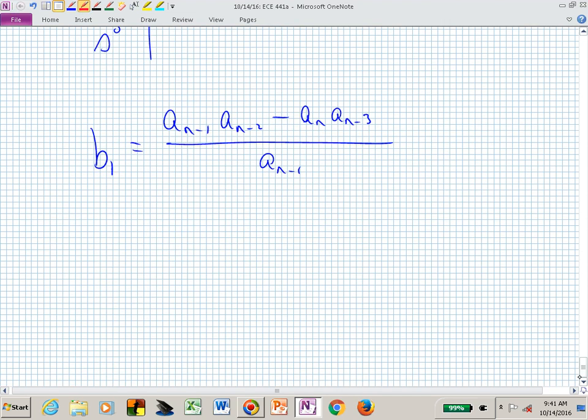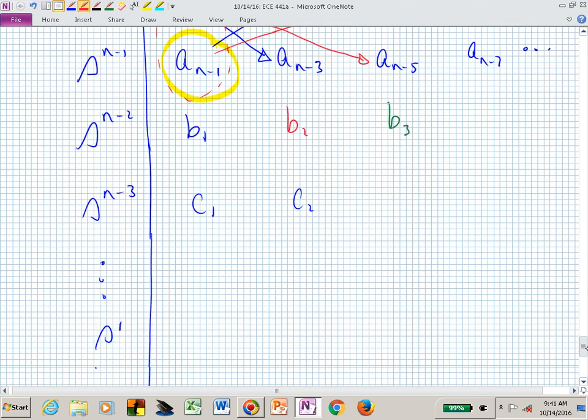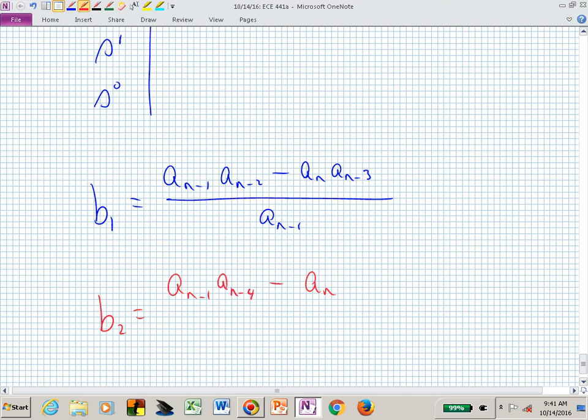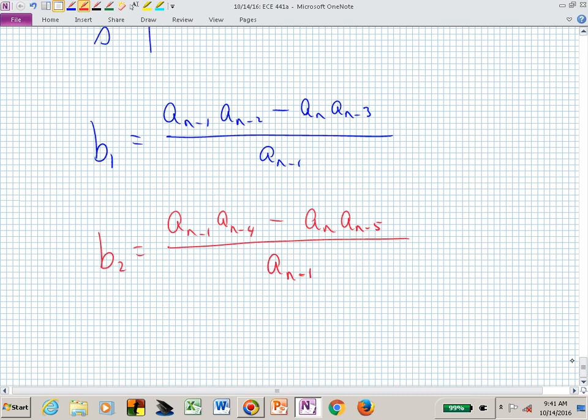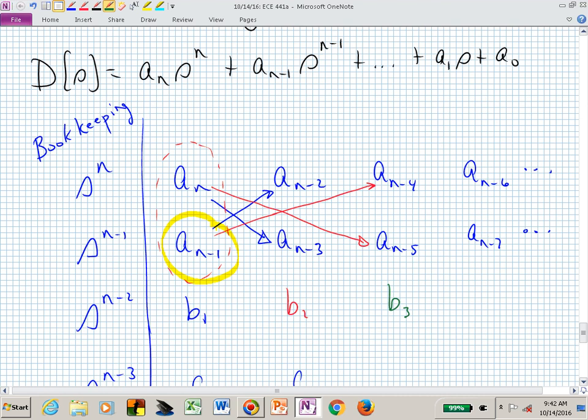So let me say that B sub 2 still plays with the leftmost column of the two rows above it, A sub n minus 1 and A sub n, but now it goes one column to its right, which in this case was A sub n minus 4 minus A sub n times A sub n minus 5, again divided by A sub n minus 1. Do you get the pattern? If I need B sub 3, if I haven't run out of columns to my right, I just keep building B's. So B sub 3 is still going to be there, but now it goes one column to its right, and then A sub n with A sub n minus 7, divided by A sub n minus 1. Question?